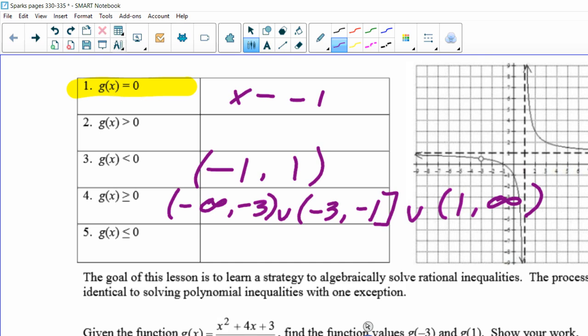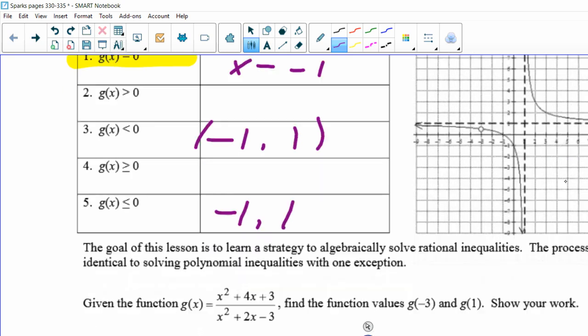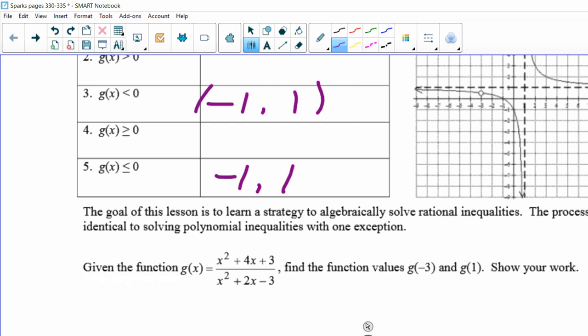And what about 5? What does that mean, less than or equal to, graphically? On or below. Good. What about the ends? Bracket on the left side.